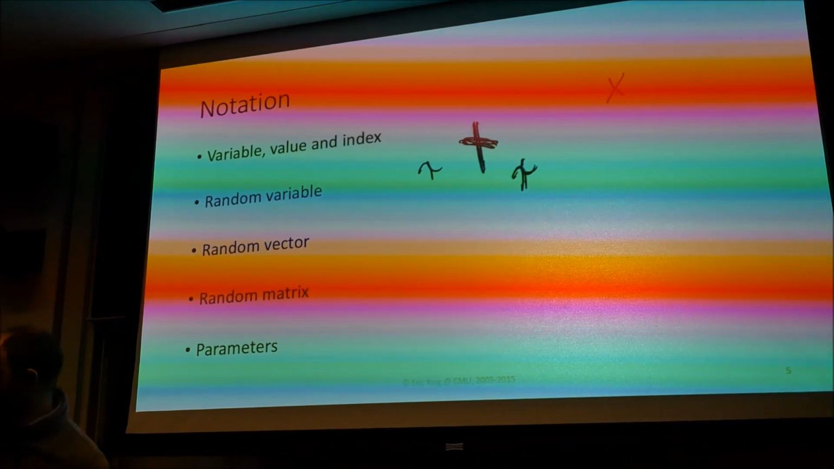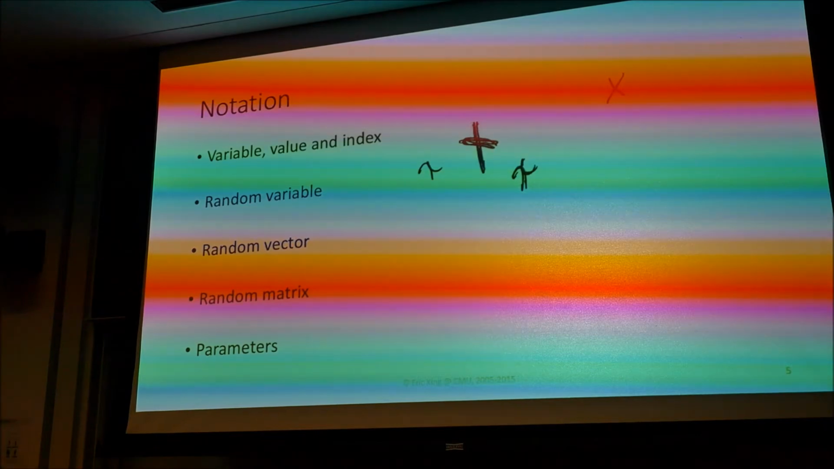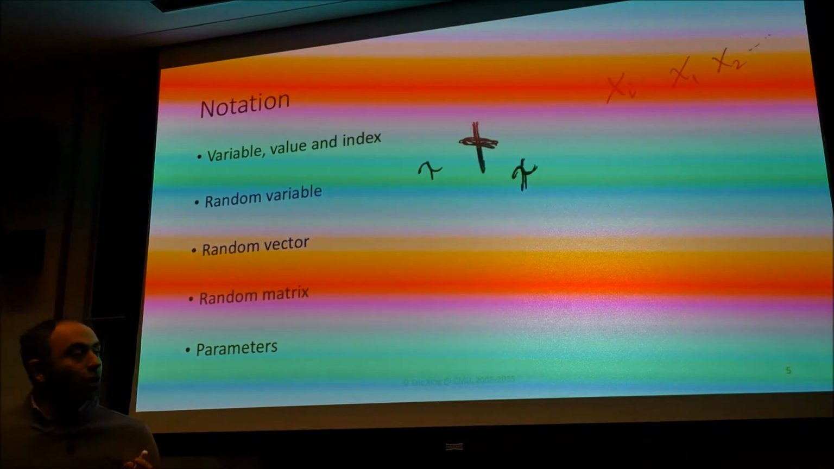Okay, should I speak louder? All right, so we are using sub-index to represent different variables. For example, this is variable 1, variable 2, and so on and so forth. And when we have different observations, we use superindex.